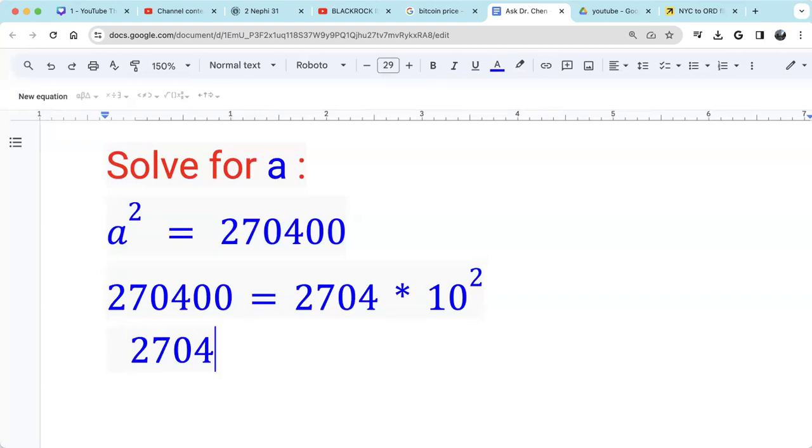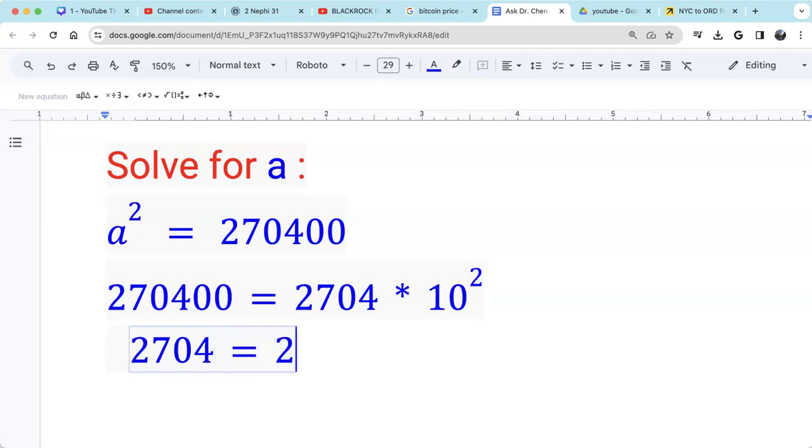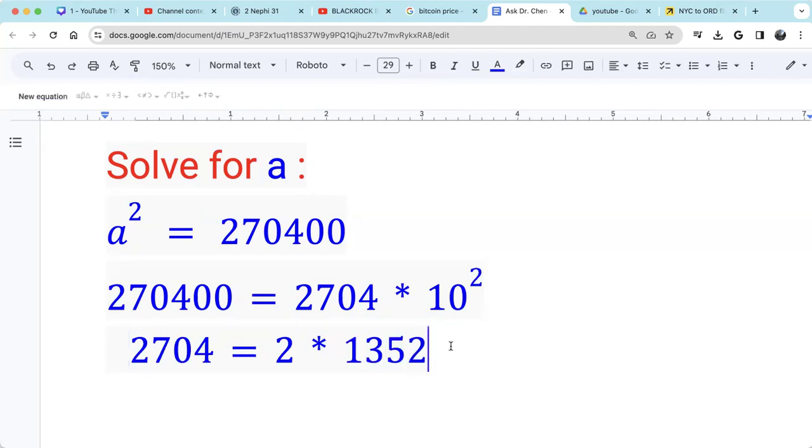So 2704, let's divide by 2 each step. If we divide by 2, that's a 2 multiplied by 1352, right? Then we divide this by 2 again, so we multiply by another 2. If we divide this by 2, we get 676. Okay, so that's 2 times. Or maybe I should keep some steps, but let me just keep copying this.